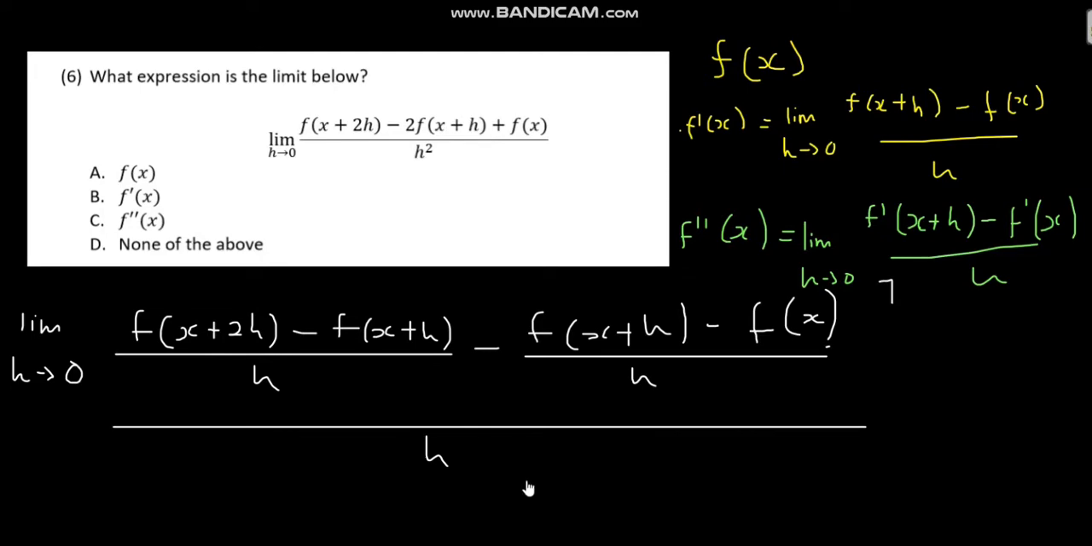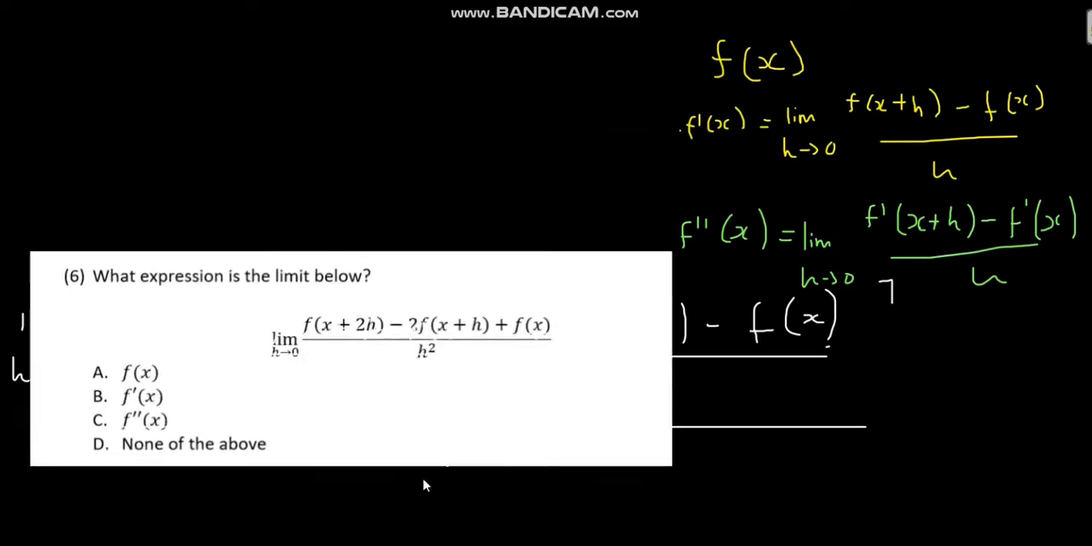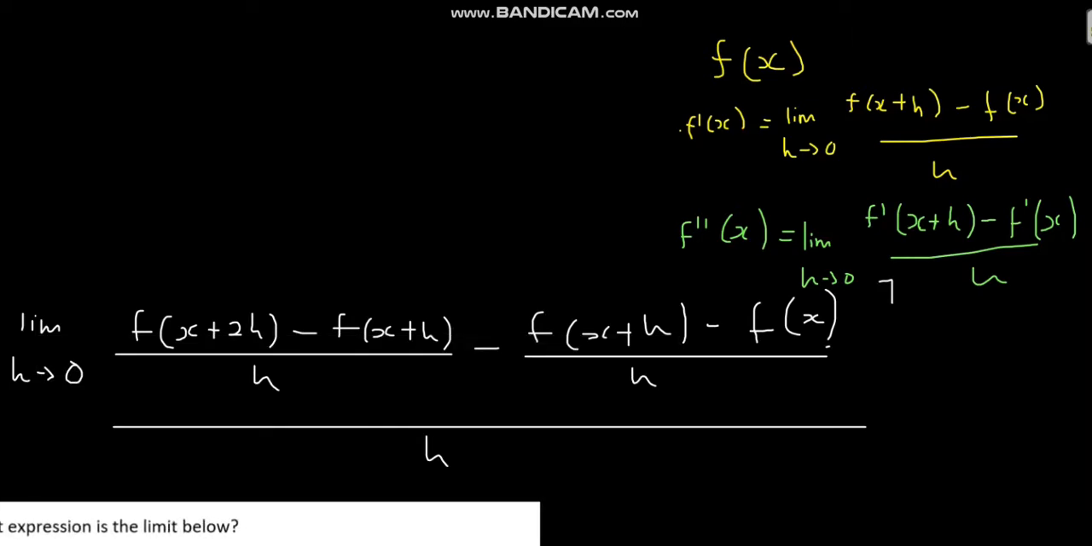Now let's look at something here. I'm going to take away the question for some time. So we have f of x plus 2h minus f of x plus h, and then you have f of x plus h minus f of x. Now look at this here.